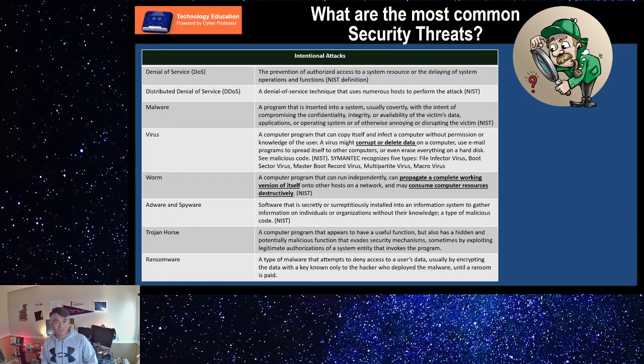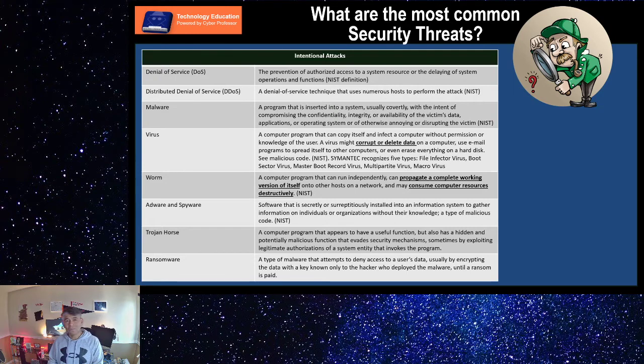Distributed Denial of Service, or DDoS, which is a denial of service technique that uses numerous hosts to perform the attack. Malware is another example of an intentional attack. Malware is a program that is inserted into a system, usually covertly, with the intent of compromising the confidentiality, integrity, or availability of the victim's data, applications, or operating system, or of otherwise annoying or disrupting the victim.